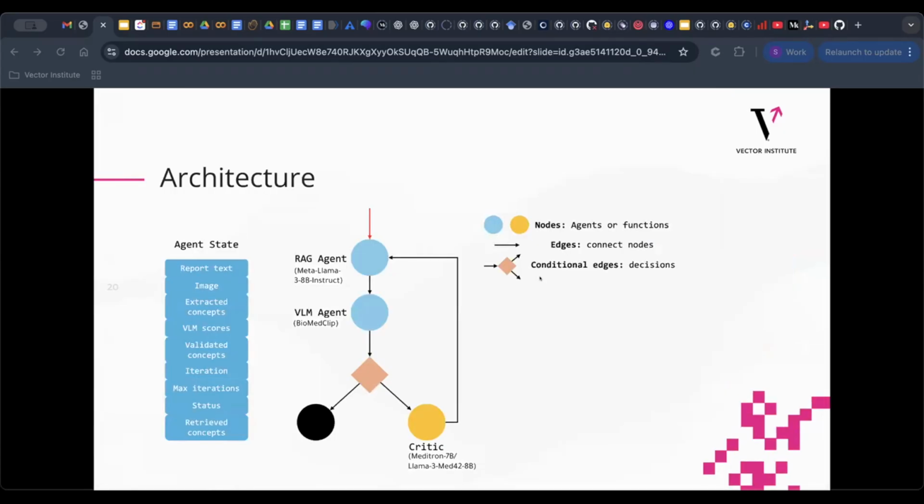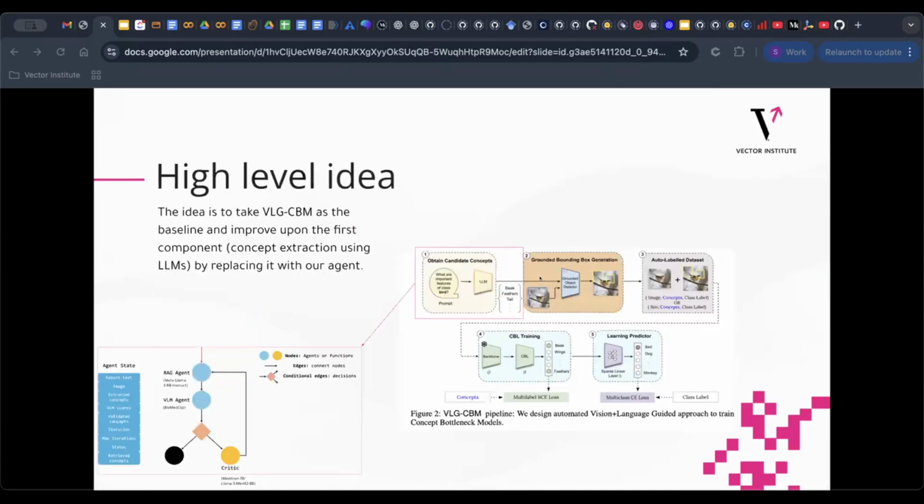This is a brief of the agentic flow architecture. Here we are planning to use two different agents, and then there is a critic model. These are the LLMs and VLMs we are planning to use as part of those functions or agents, and this is the agent state that we have decided. Due to time limitations, I won't be going into much depth here.